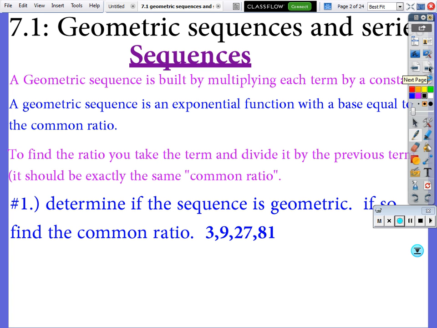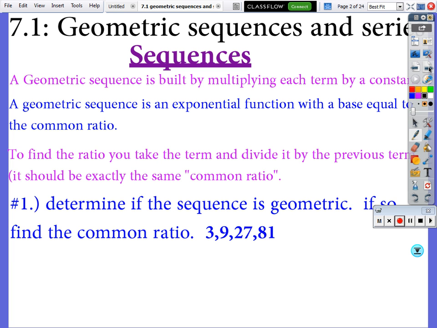Something for the first time probably ever in your entire math careers. And we're going to be talking about geometric sequences and series today. So we're first going to start off with geometric sequences. Many of you are like, I have no idea even what that is. So I'll just give you a brief idea about what a sequence is.